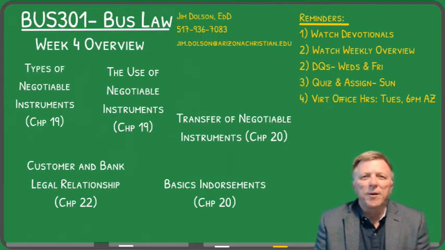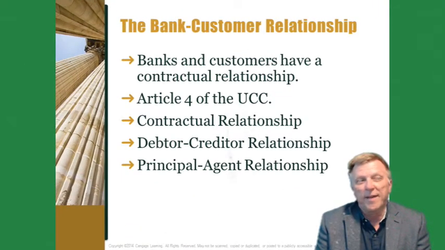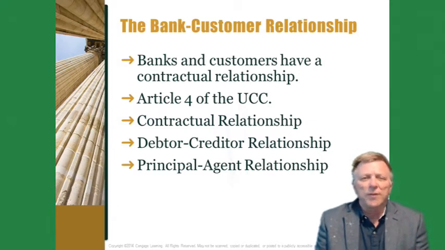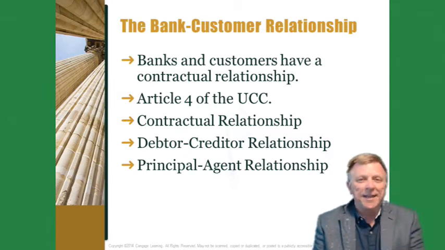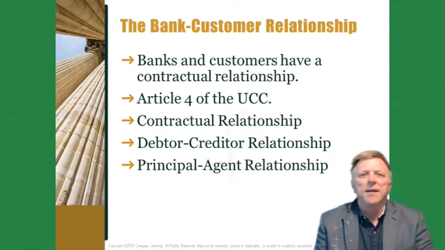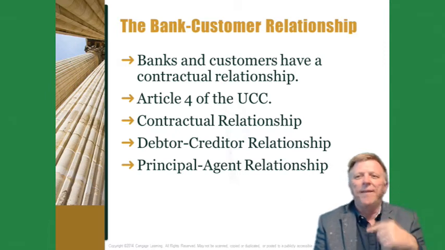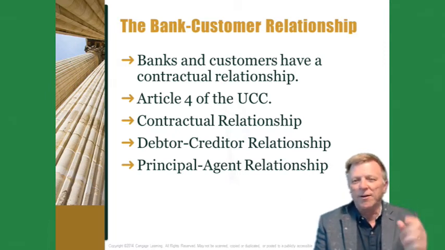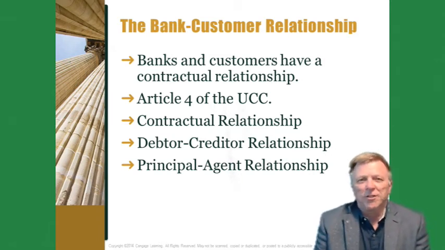And let's see, customer and bank relationships. Banks and customers have a pretty specific kind of relationship. It's contractual. It's controlled by the UCC. So there's a contractual relationship, but there's also this debtor-creditor relationship. Think about it for a minute. When you put your money in a savings account or a checking account, you get a credit. You are the creditor, okay? And the debtor is the bank. They're the ones who owe you that money. You put the money in the bank, and they're going to have to pay it back to you. So it's a debtor-creditor relationship.